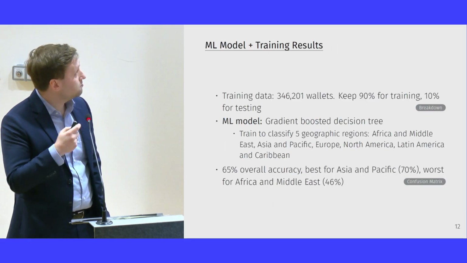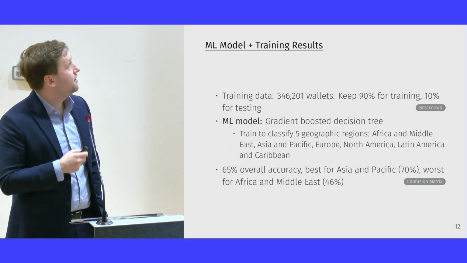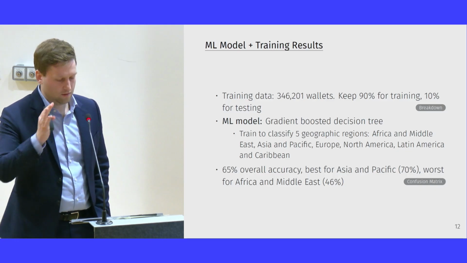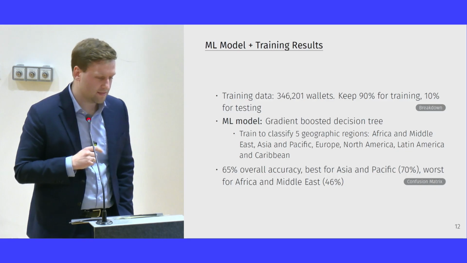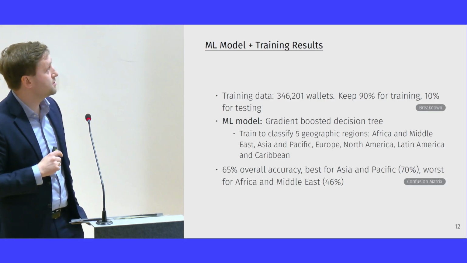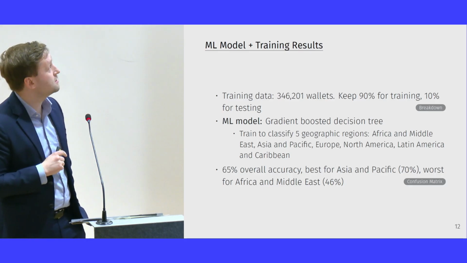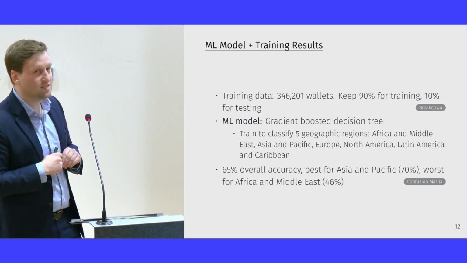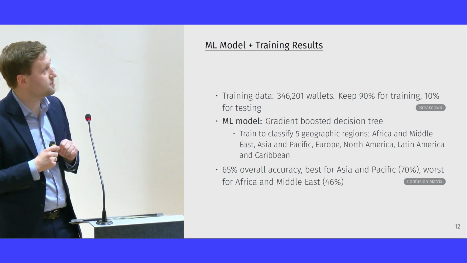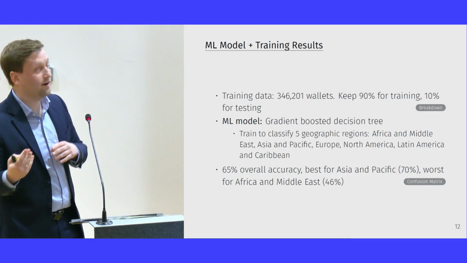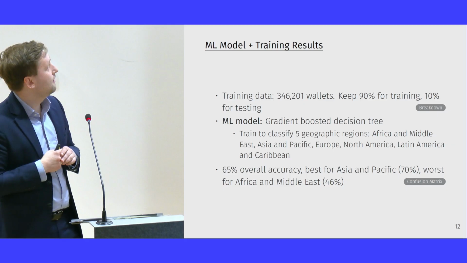Okay, so once you do this, you get around 346,000 wallets of training data. I do a 90-10 training-testing split. The model that I train is called a gradient boosted decision tree. It's a bit fancier version of a random forest. I'm not that ambitious yet. I'm just asking for 5 broad geographic regions: Africa and Middle East, Asia and Pacific, Europe, North America, Latin America and Caribbean.